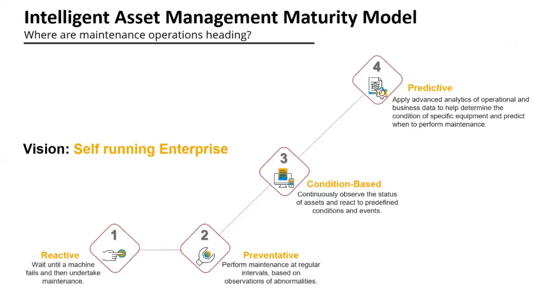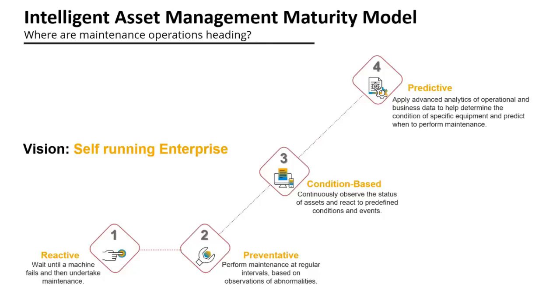Of course, reactive is basically we wait until the system fails. Whether we have SAP or ERP available or not doesn't matter. It depends upon how we act. If you are performing maintenance at a regular interval, that's basically preventive. Continuously observing the status of assets and reacting to it, that's condition based. And finally, there is predictive, that's where the maturity curve is right now.